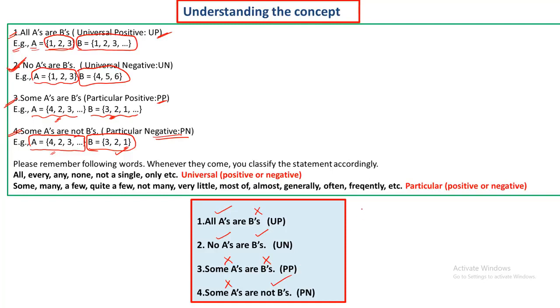So this is the way we need to memorize. This complete table should be memorized, that is, where to put the tick mark and where to put the cross mark. We have just 4 types of statements: universal positive, all A's are B's; universal negative, no A's are B's; particular positive or particular affirmative, that some A's are B's; and particular negative, that some A's are not B's. So you just need to memorize these 4 types of statements and how to put cross marks and tick marks over each of the attributes or sets in these statements.